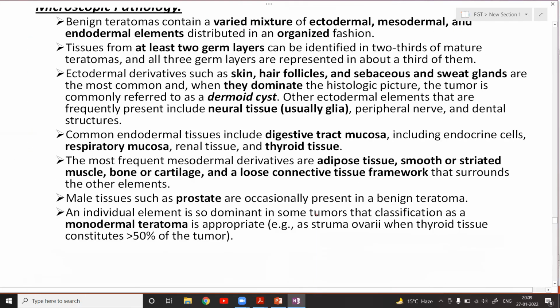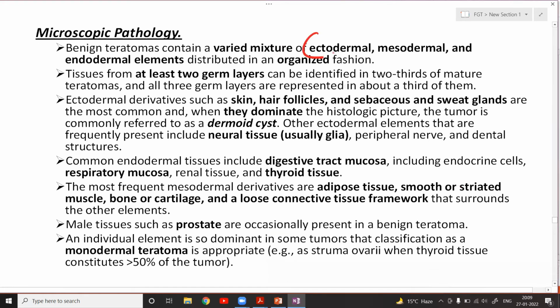Usually, as I told you, they comprise a mixture of ectodermal, mesodermal, and endodermal elements in an organized fashion. So there is no haphazard arrangement. And at least tissues from 2 germ layers have to be present. They comprise 2/3 of the mature teratomas. The ectodermal derivatives include the skin, hair follicles, sebaceous and sweat glands, and they form the most common histological picture. Therefore they are called dermoid cysts.